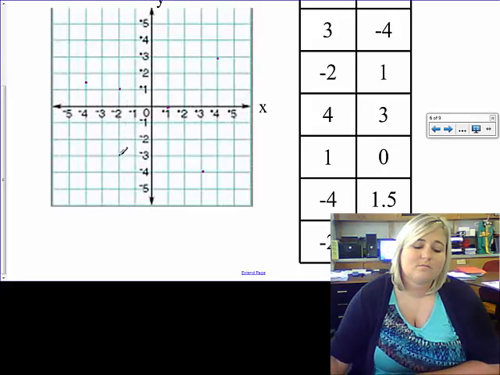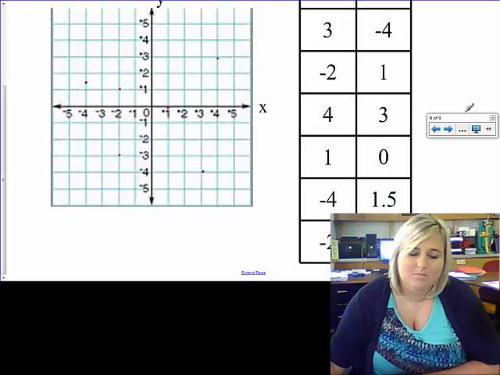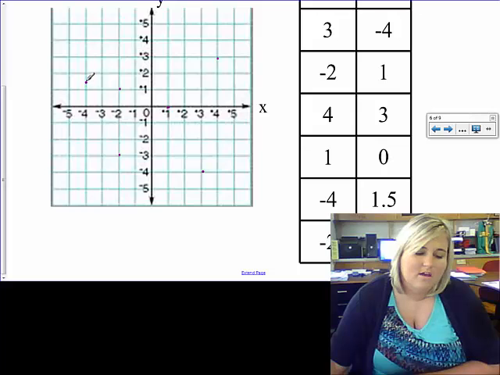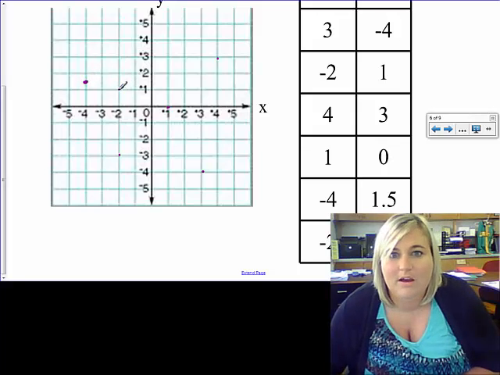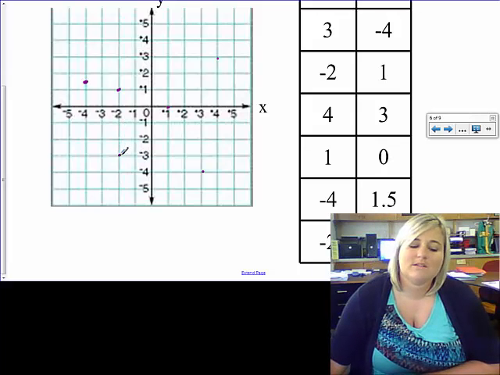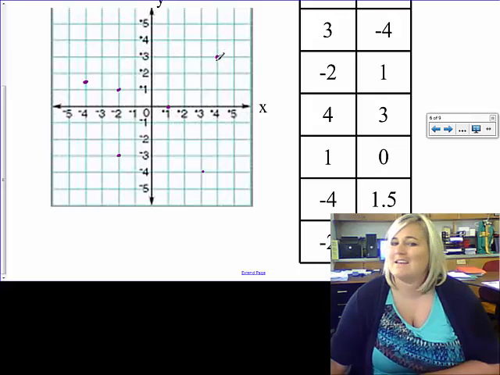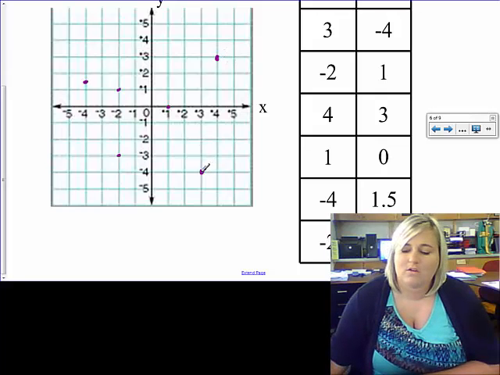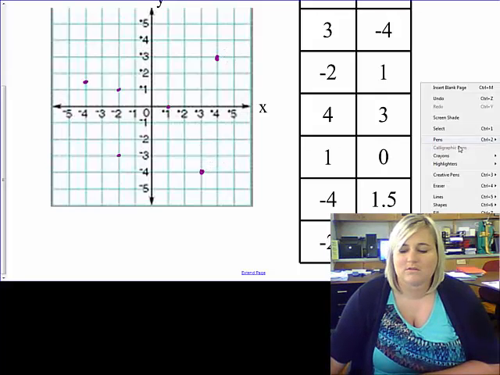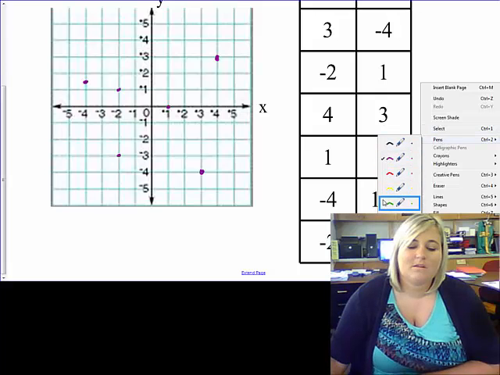Now we want to know if this is a function or not. We can determine this by using the vertical line test. So I'm going to make my points a little bit darker in each of these that I've graphed already using the table. Remember, that's where we got all these points from, the ordered pairs that were listed on the table. And I'm going to change the color of my pen to green.